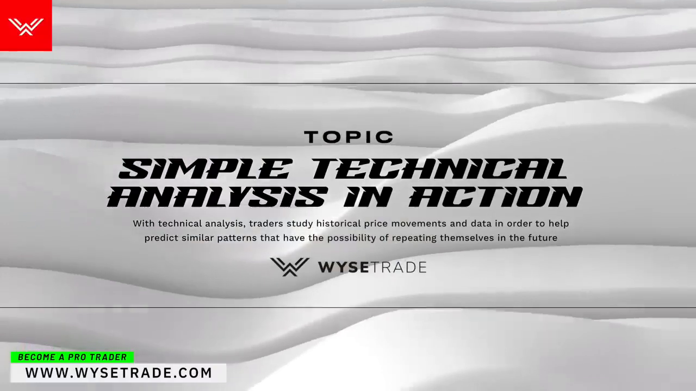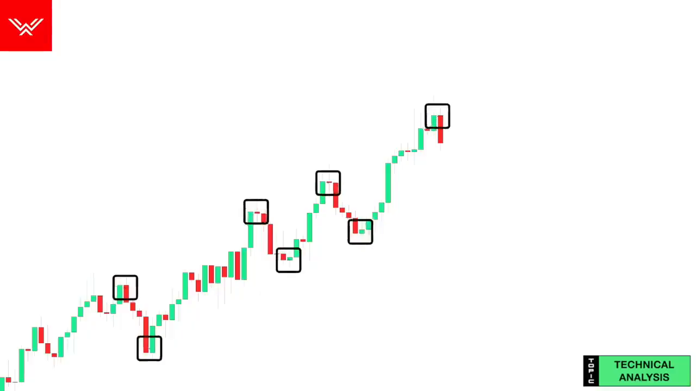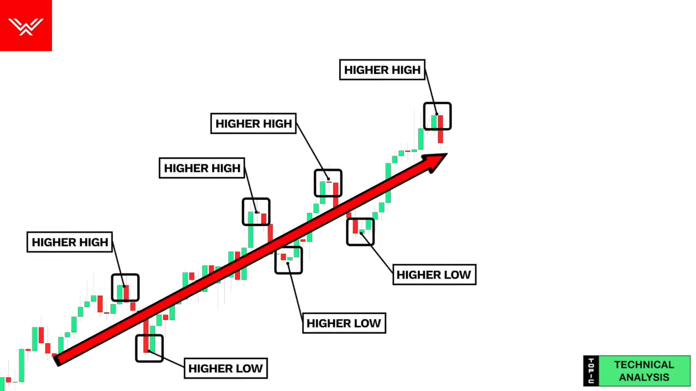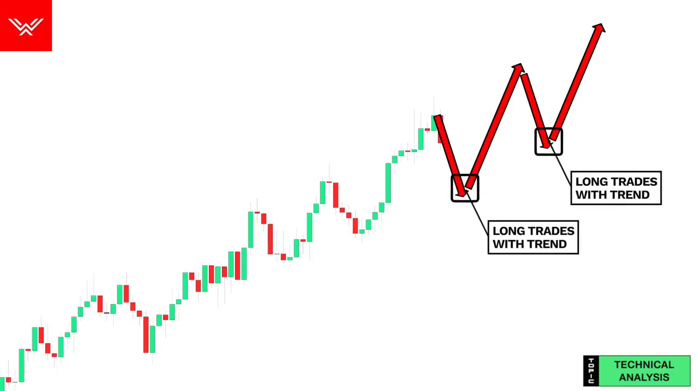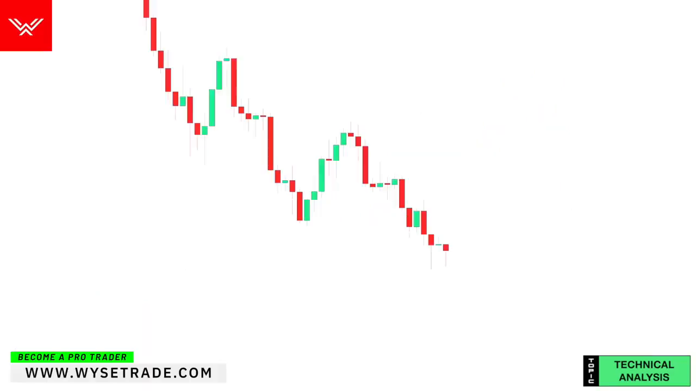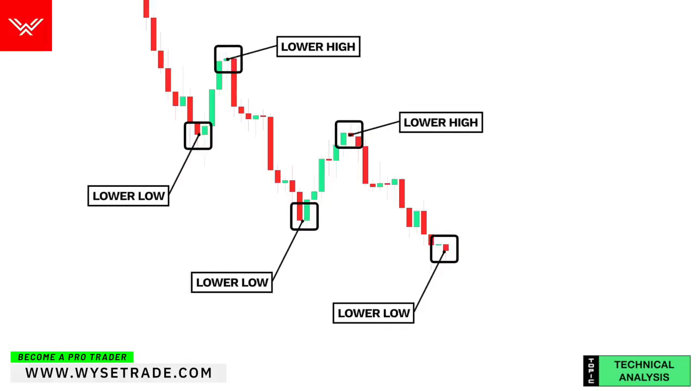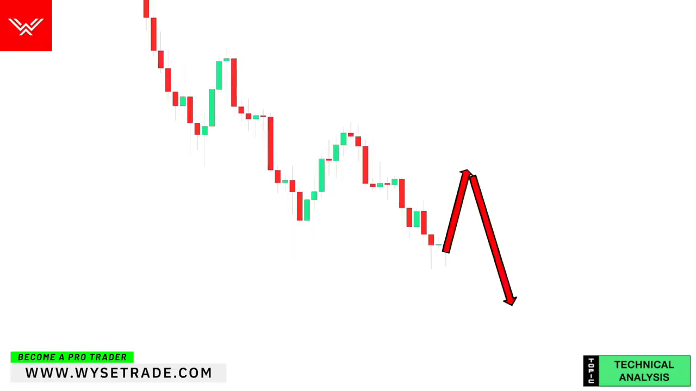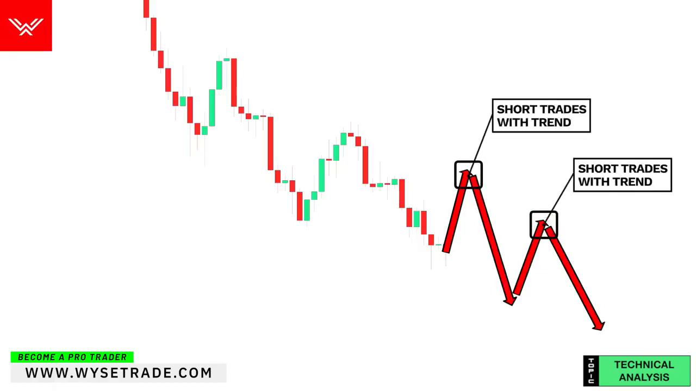Here are a few simple examples of technical analysis in action. You look at historical price movement and notice price was making higher highs and higher lows, signaling a moving uptrend. So you believe in the future, price will continue to make higher highs and higher lows. So you want to look for long trades to trade with the moving uptrend. You look at historical price movement and noticed that price was making lower highs and lower lows, signaling a moving downtrend. So you believe in the future, price will continue to make lower highs and lower lows. So you want to look for short trades to trade with the moving downtrend.